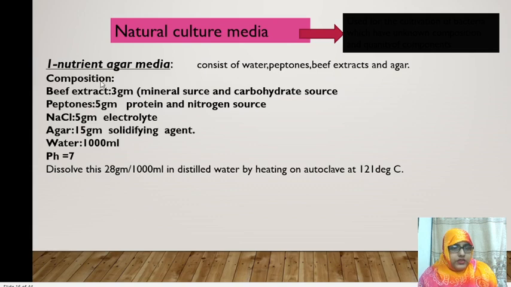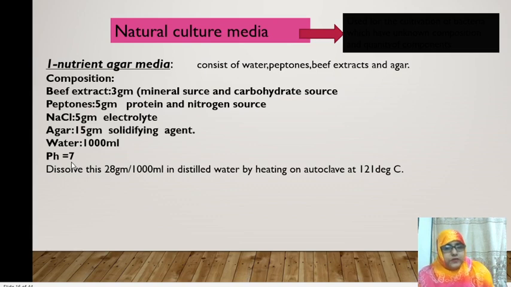In its composition, beef extract 3 gram, we take it randomly, as a mineral source and carbohydrate source. Then peptones 5 gram as a protein and nitrogen source, sodium chloride 5 gram as an electrolyte, agar 15 gram as a solidifying agent, water 1000 ml or 1 liter having a pH of 7.